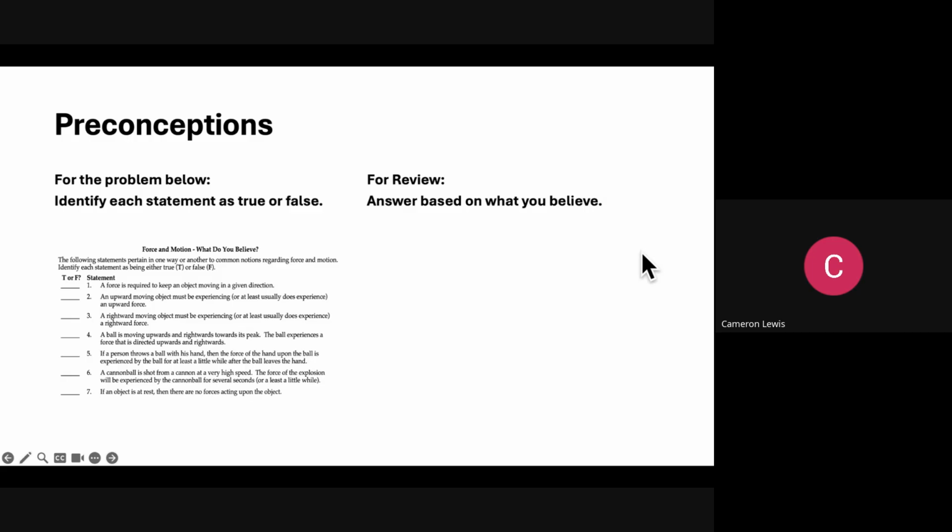Okay. Anybody else have to break this tie? Because we had true and false. Whoever breaks the tie, that's where I'm going. Does that mean it's only upward force? An upward moving object must be experiencing, or at least usually does experience, an upward force. So it must be experiencing upward force if it's moving upward. Are we going with false as a class?